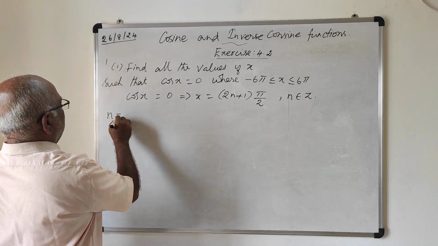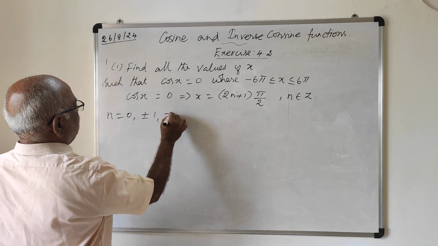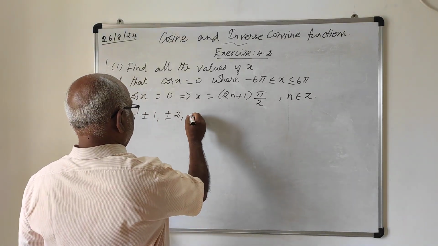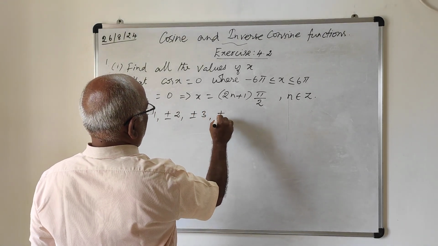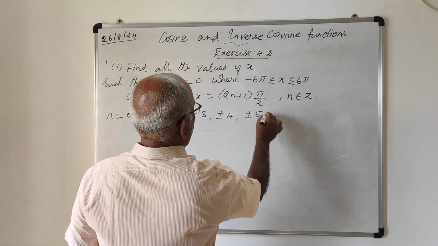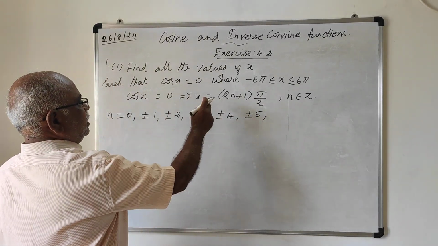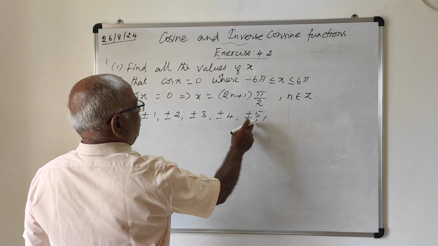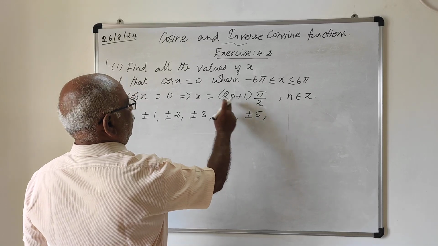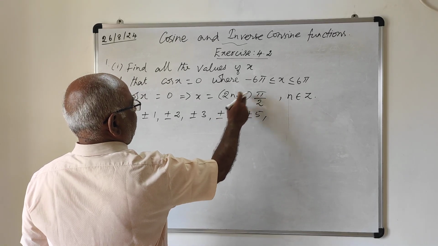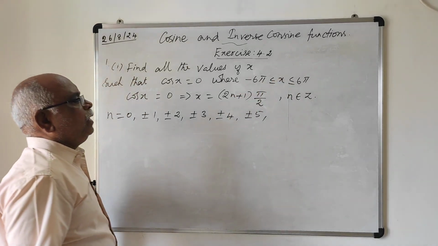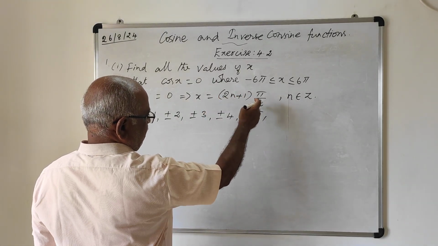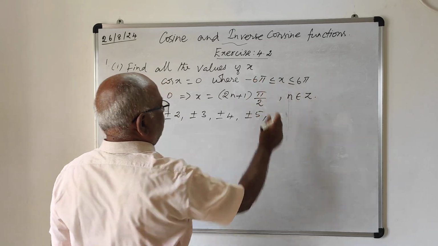Where n equal to 0, plus or minus 1, plus or minus 2, plus or minus 3, plus or minus 4, plus or minus 5, and plus 6. Up to this, these values lie between minus 6 pi to plus 6 pi. For n equal to 5, 5 twos are 10, 10 plus 1, 11 pi by 2, which is less than 6 pi. Similarly, for minus 5, minus 10 plus 1, minus 9, minus 9 pi by 2 is also in between minus 6 pi.